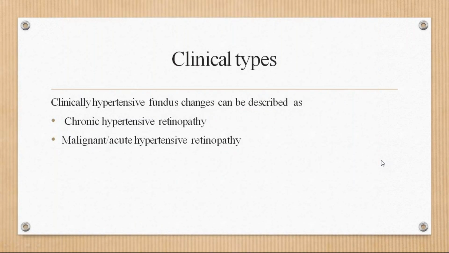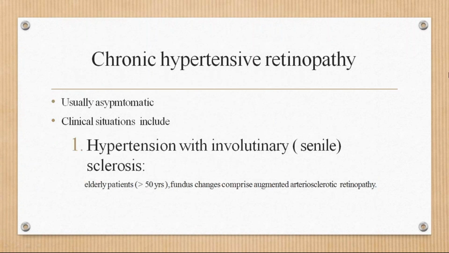So there are two types of hypertensive retinopathy clinically. Chronic hypertensive retinopathy, and the second one is malignant or acute hypertensive retinopathy. So coming to the first one, chronic hypertensive retinopathy. Usually the patient will be asymptomatic. I told you the patient will be asymptomatic unless, if you ask for a history of hypertension and the patient says yes, and for some other reason you see the retina, then only you and the patient will know that some changes are there in his retina because of hypertension.